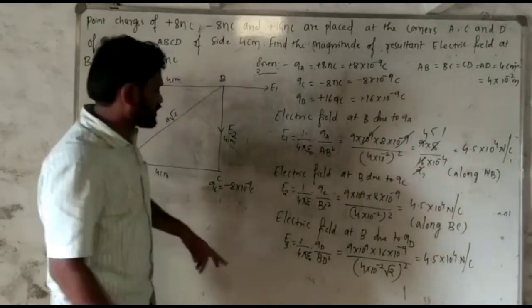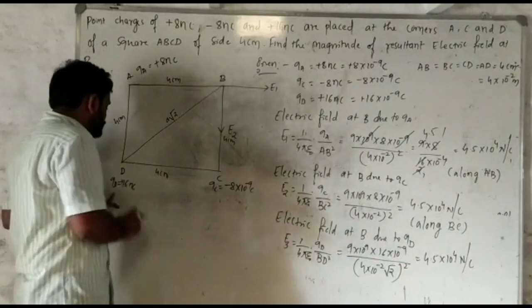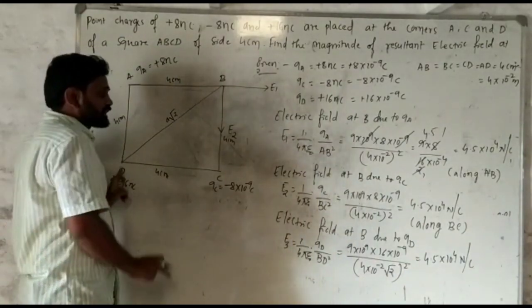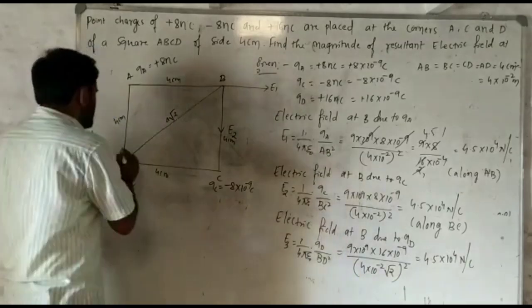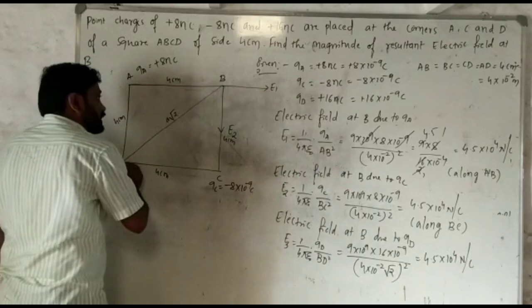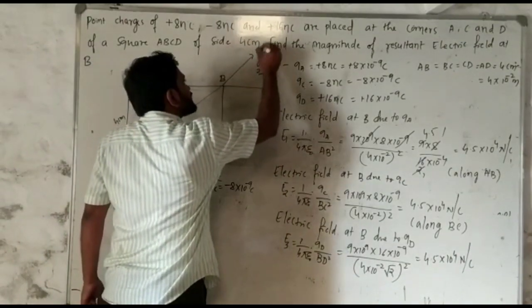Then what is the direction of the E3? See, that QD is a positive point charge. That's why the direction of the electric field is directed outward. It means along DB, that is E3.